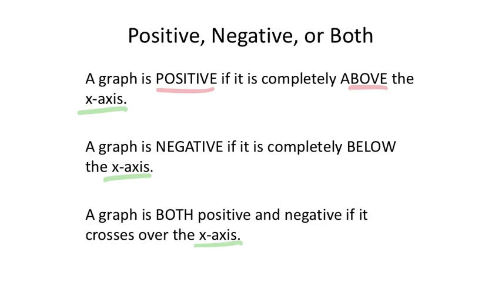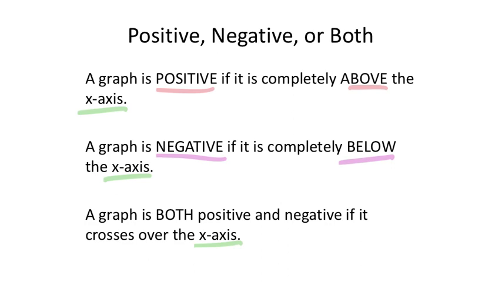If by chance the graph is completely below the x-axis, then we would consider it negative. Again, you're just looking at the x-axis. Is it below it? Is it beneath it? Because if it is, automatically negative.